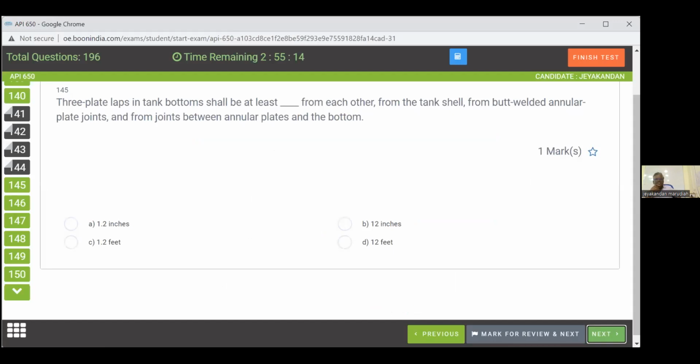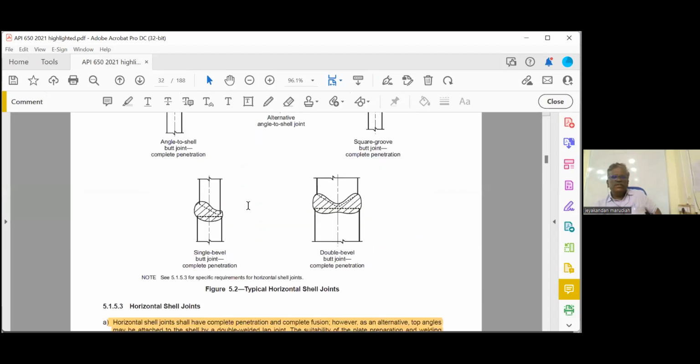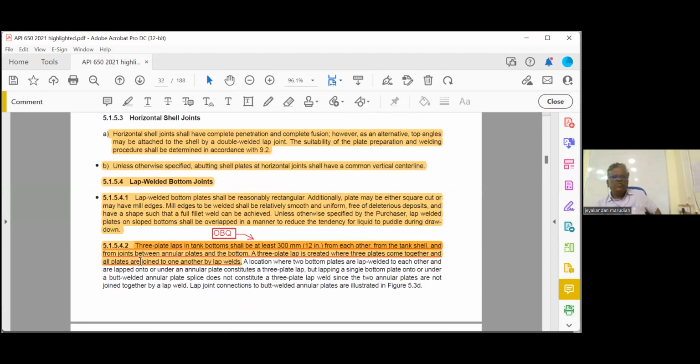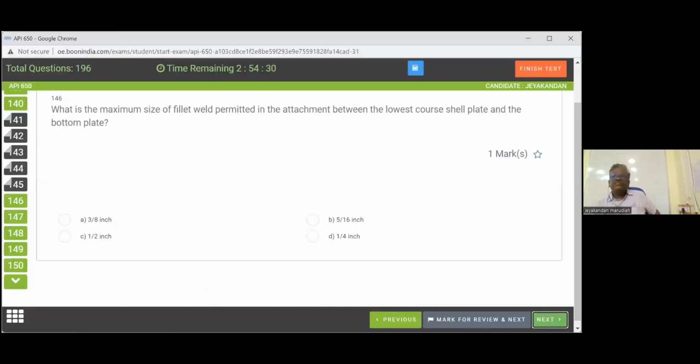Three-plate laps in the tank bottom shall be at least how far from each other, from the tank shell, from bottom welded annular plate joints, and from joints between annular plates and the bottom? It should be 12 inches. Where is this requirement given? Here, 5.1.5.4.2: three-plate laps in tank bottom shall be at least 12 inches from each other, from the tank shell, and from joints between annular plates and the bottom. Next, please read yourself.